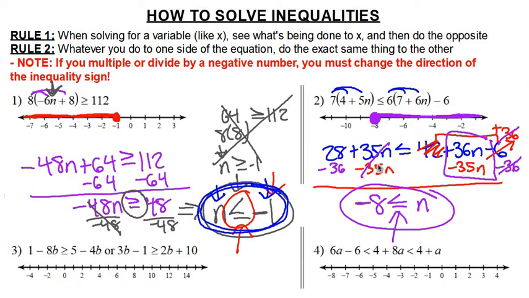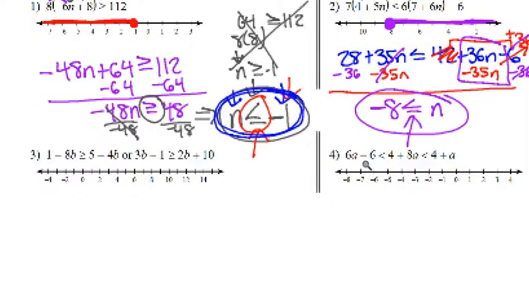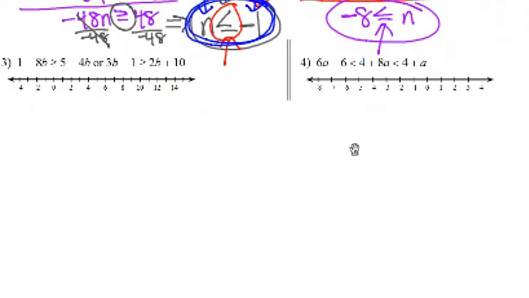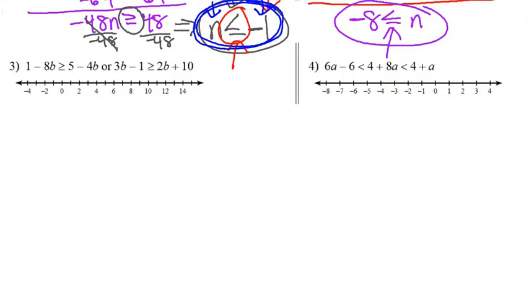Alright, number 3 and 4, these are called compound inequalities. These are a little bit harder. Compound means combination, it means multiple inequalities. So we'll start with number 3. Number 3 is called an OR statement, and it's called an OR statement because they're telling us that either of these two things are true. So let me just rewrite these right here.